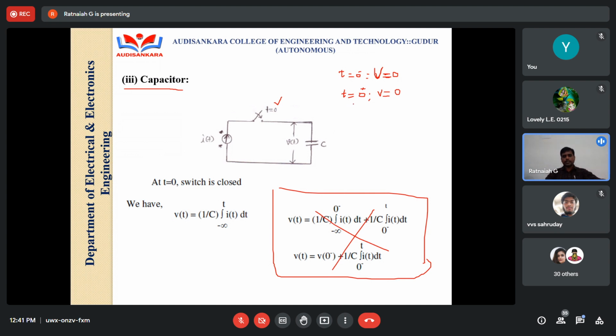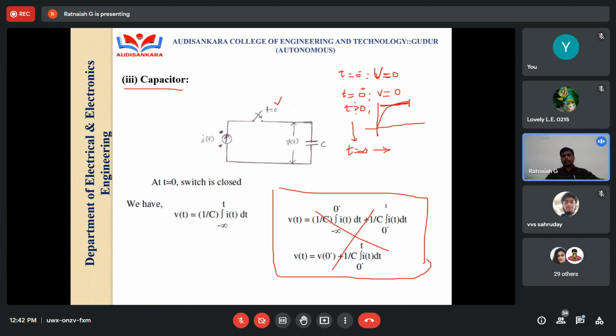Now, what is the next instant? For t greater than 0, the capacitor starts charging. Now the capacitor will store the energy. Now keep on increasing time t. At t equal to infinity, what is the action of the capacitor? At t equal to infinity, the capacitor can store the full energy. That's the maximum energy it can store.